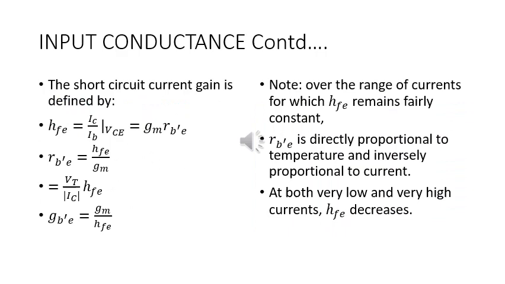The short circuit current gain is defined by hfe equal to IC upon IB at constant VCE, which is given by gm rb'e. So rb'e becomes equal to hfe upon gm, which is equal to hfe VT upon IC on substitution of the value of gm. So gb'e is equal to gm upon hfe if we take the reciprocal of the above expression. Note that over the range of currents for which hfe remains fairly constant, rb'e is directly proportional to the temperature and inversely proportional to the current. At both very low and very high currents, hfe decreases.